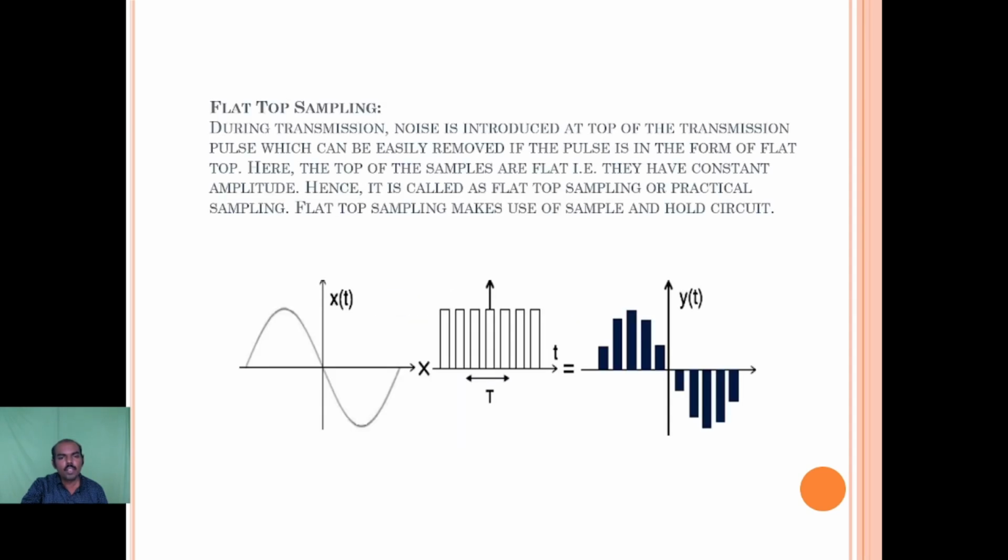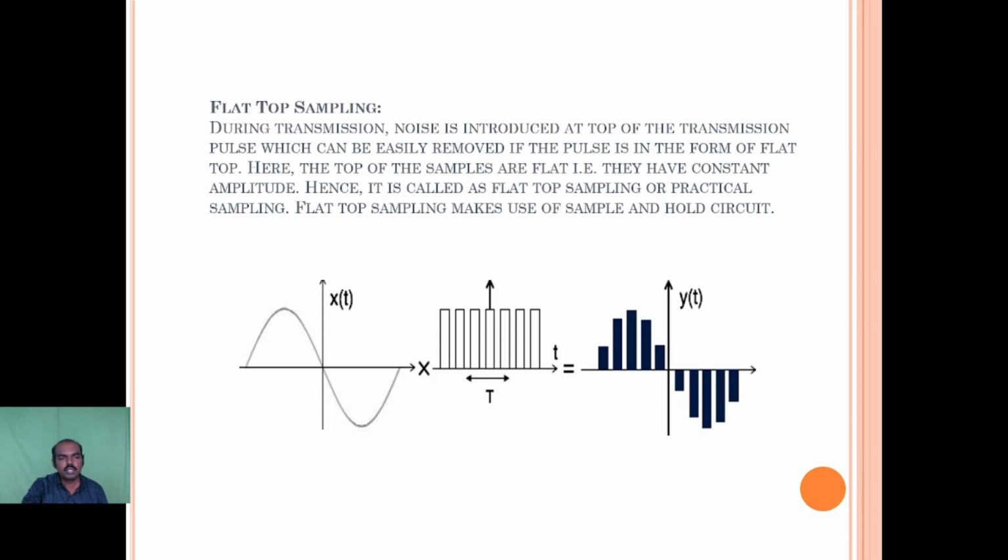Next one, flat top sampling. During transmission, noise is introduced at the top of the transmission pulse, which can be easily removed if the pulse is in the form of a flat top. Here, the top of the samples are flat, so the noise cannot easily affect the original signal. That's why we used a pulse signal, that is, with constant amplitude value. Hence, it is called flat top sampling or practical sampling. Flat top sampling makes use of a sample and hold circuit.